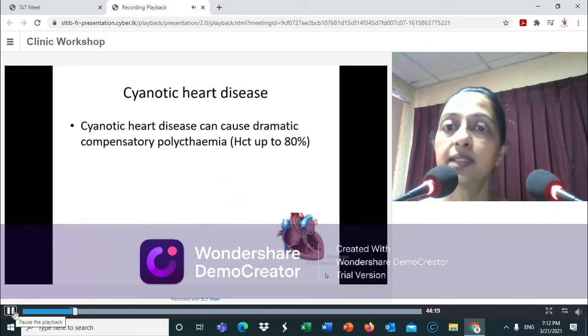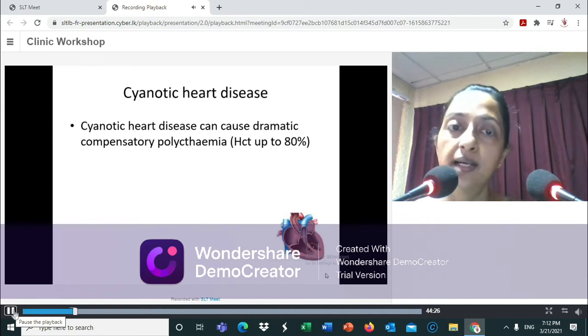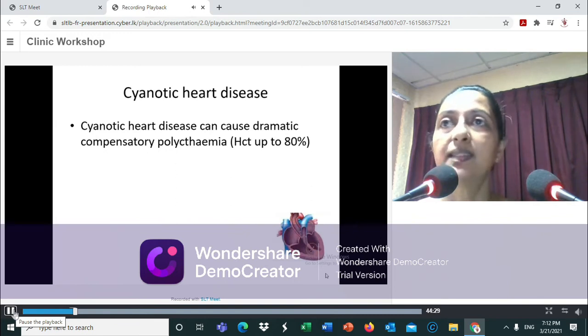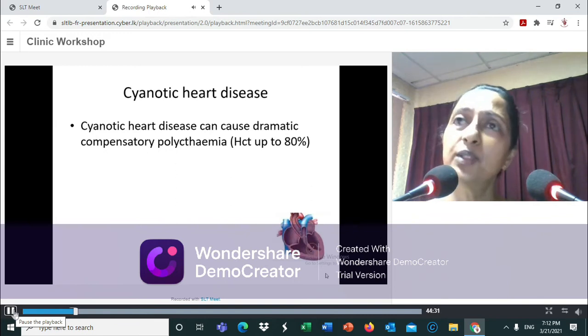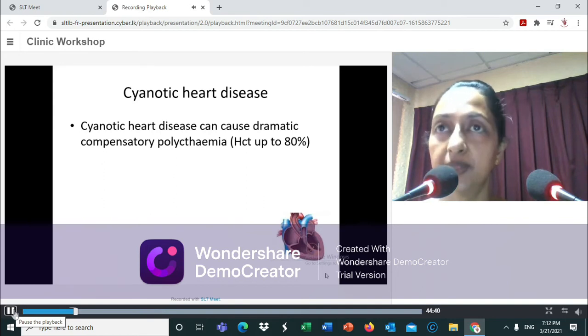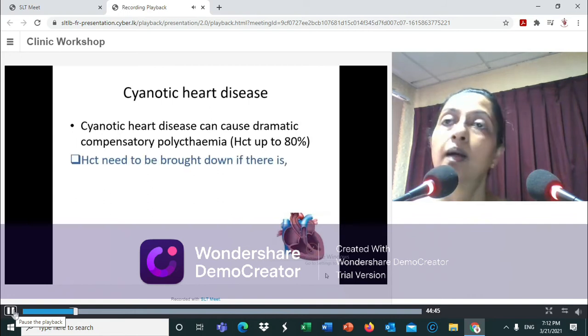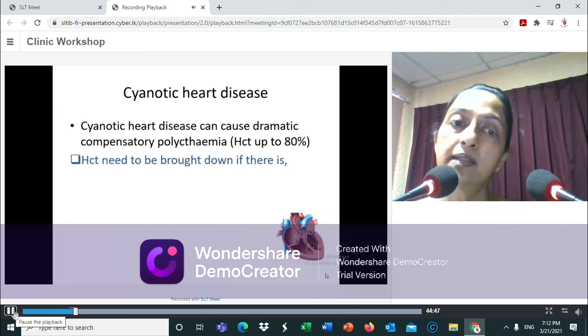Cyanotic heart disease is another cause of compensatory polycythemia. In cyanotic heart disease, I think you would have seen enough patients, their hematocrits are very high, can run up to 80%, right? So this is also a kind of compensatory polycythemia. Now in these patients, hematocrit needs to be brought down if there are certain symptoms.